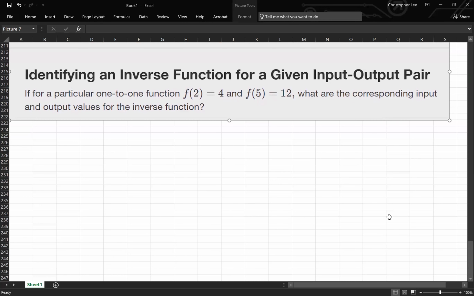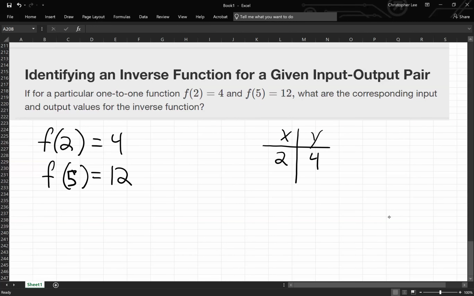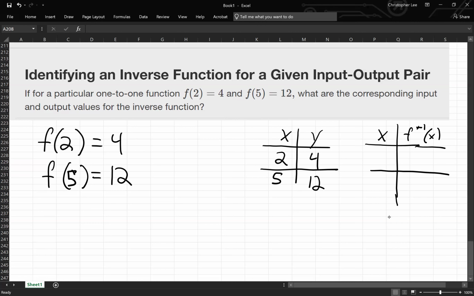So let's think of it like this. I have f of 2 is equal to 4. I have f of 5 is equal to 12. If I put this in a chart just to make it a little bit easier, say I call this X, I'll call this Y. What's X, what's Y? Okay, X is 2 and Y is 4. And X is 5, Y is 12, perfect. All right. So now I want the inverse, so f inverse of X. What do we think the inverse is going to be?